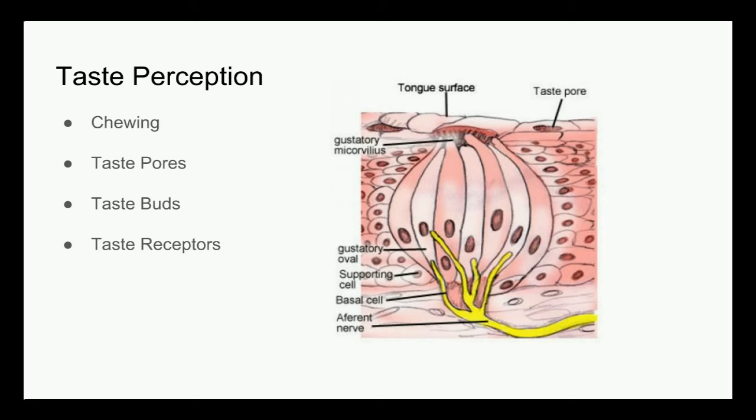Taste buds contain multiple taste receptor cells, each of which responds to a limited number of molecule types. When it contacts one of the preferred molecules, the taste receptor cell produces action potentials that send information along one of the cranial nerves to the brain.